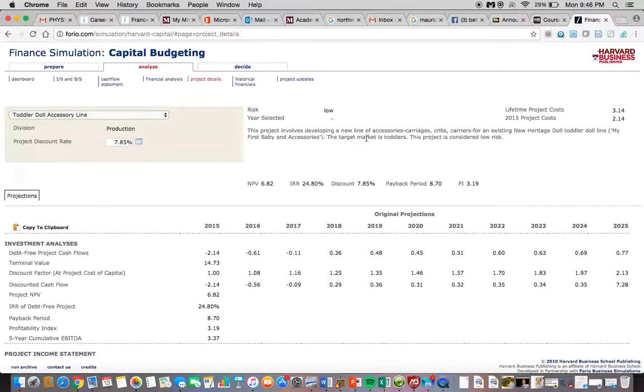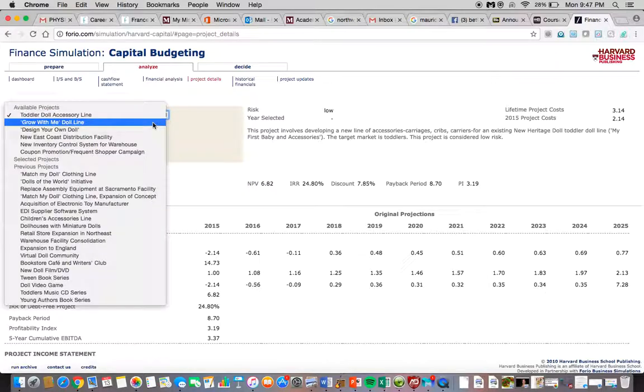Up here to your right, you can also see the risk of the project, the lifetime projected cost, along with the NPV, IRR, discount rate, payback period, and profitability index. This information is subjective to just the project you have selected and will fluctuate as you change it. As you can see up here, you have the previous projects and the available projects for you to select.